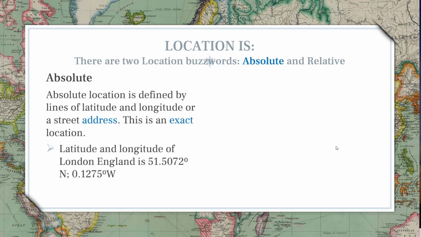So the latitude and longitude of London, England is what you see there. 51.5072 degrees north, 0.1275 degrees west. And the address of Lovingood Middle School is 3825 Luther Ward Road.